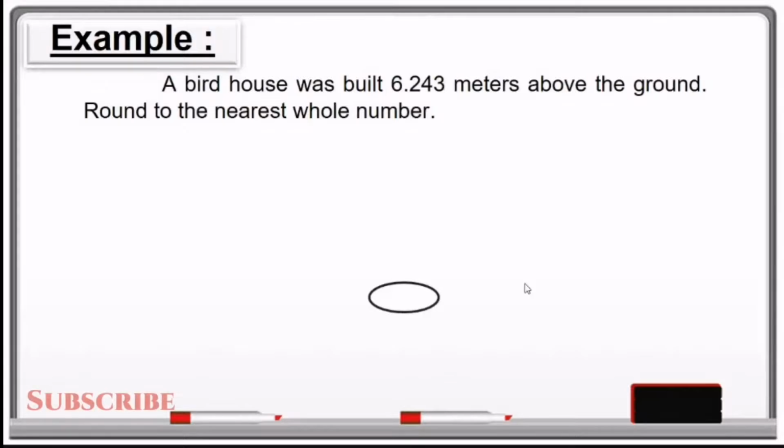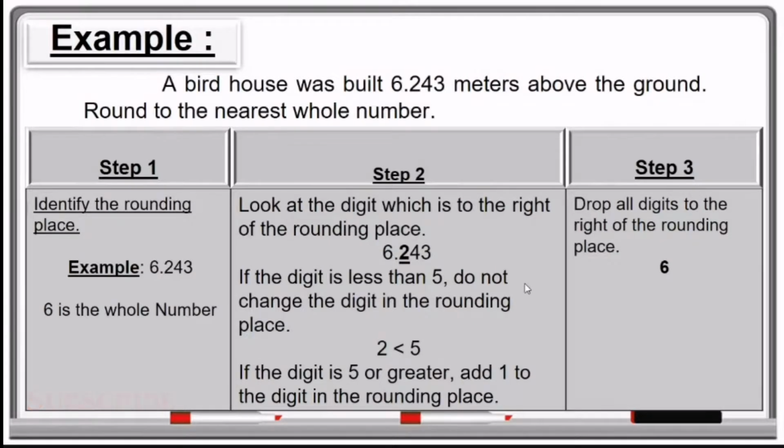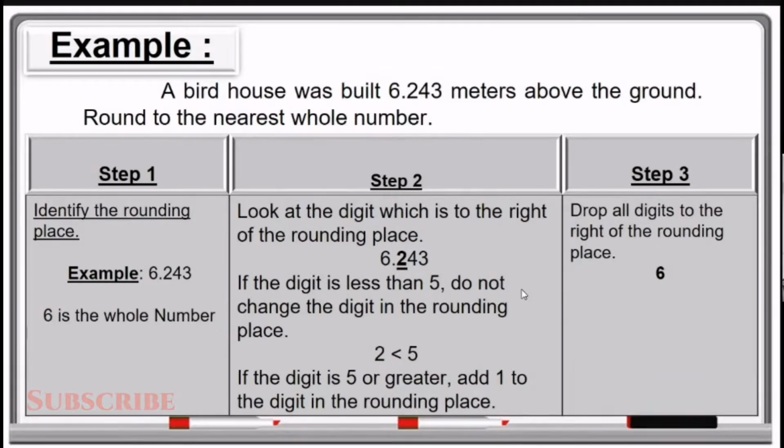Example: a birdhouse was built 6.243 meters above the ground. Round to the nearest whole number. Step 1, identify the rounding place. So we have 6.243. 6 is the whole number. Step number 2, look at the digit which is to the right of the rounding place.